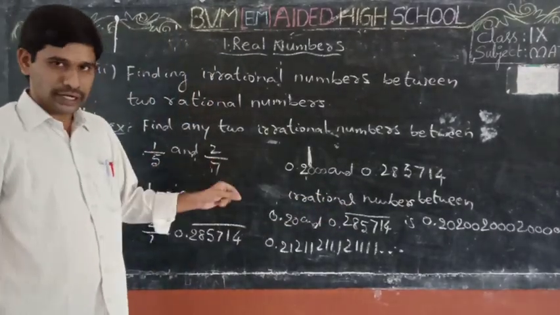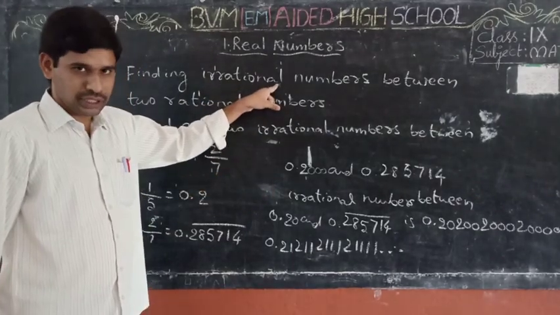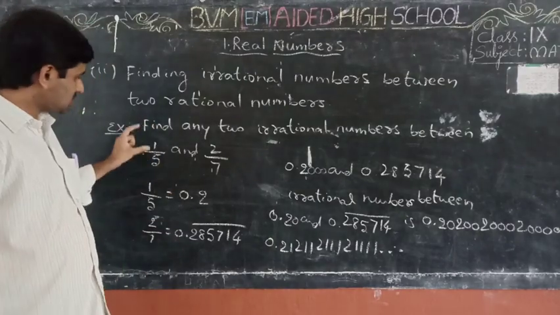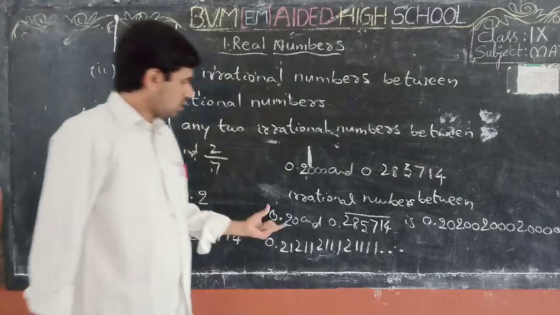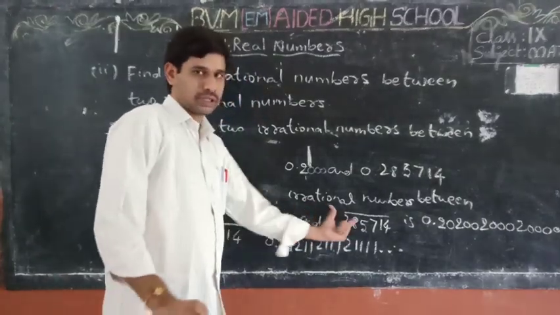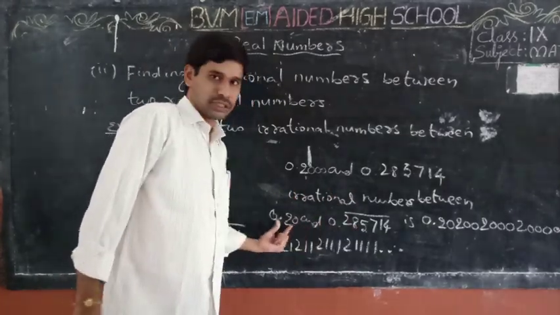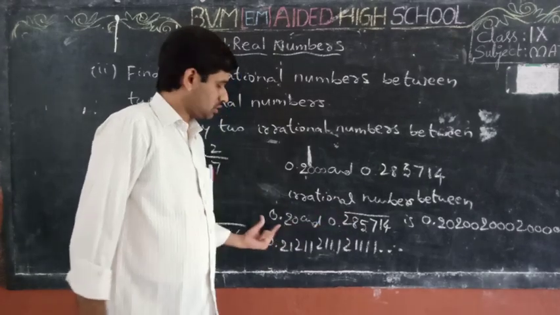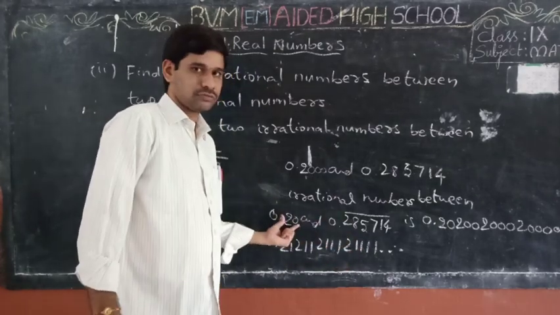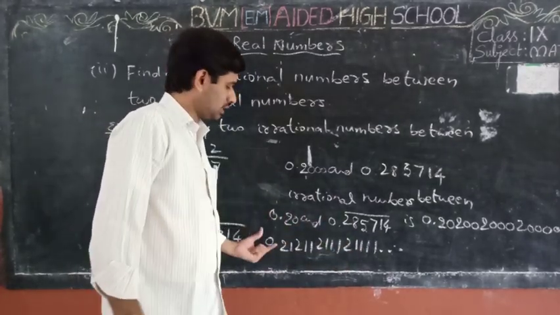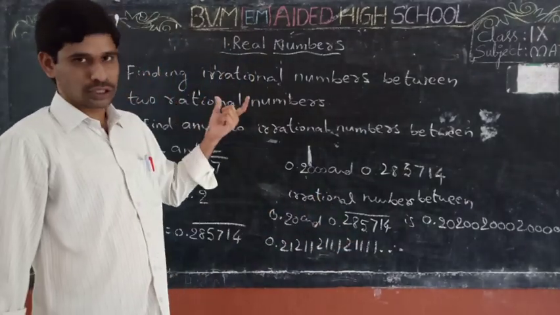So, to find a non-terminating, non-recurring decimal, that means an irrational number between two rational numbers, first convert the fraction into decimal form by division. Then find two decimal numbers. In between those two decimal numbers, first find the first two decimals. In between these two decimals, we can write any number of non-terminating, non-recurring decimals. If those are equal, then go for the next decimal. Like that, we can find any number of non-terminating, non-recurring decimals between two rational numbers.